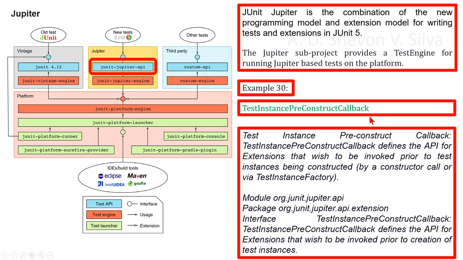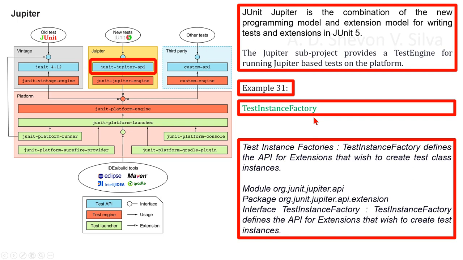Interface TestInstancePreConstructCallback in package org.junit.jupiter.api.extension in module org.junit.jupiter.api. Test instance pre-construct callback defines the API for extensions that wish to be invoked prior to the creation of test instances. This extension provides a symmetric call to test instance pre-destroy callback and is useful in combination with other extensions to prepare constructor parameters, or keeping track of test instances and their lifecycle.